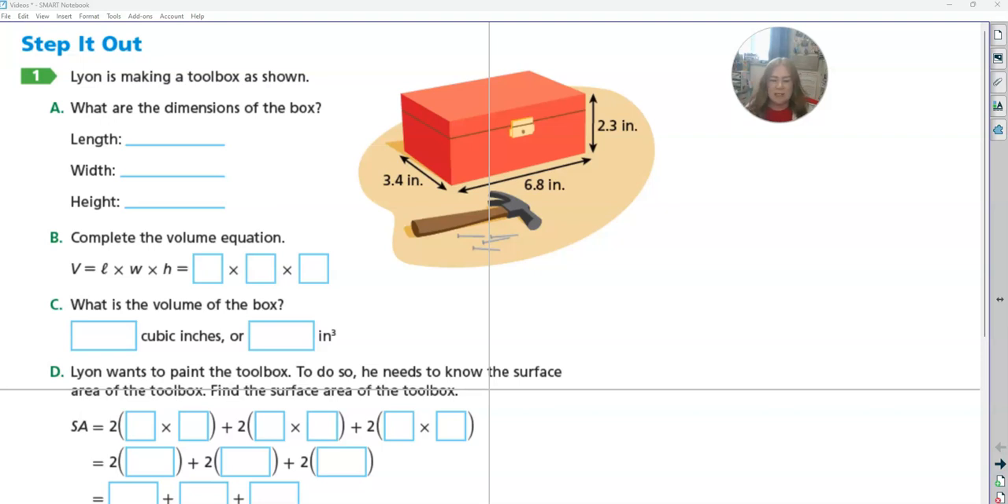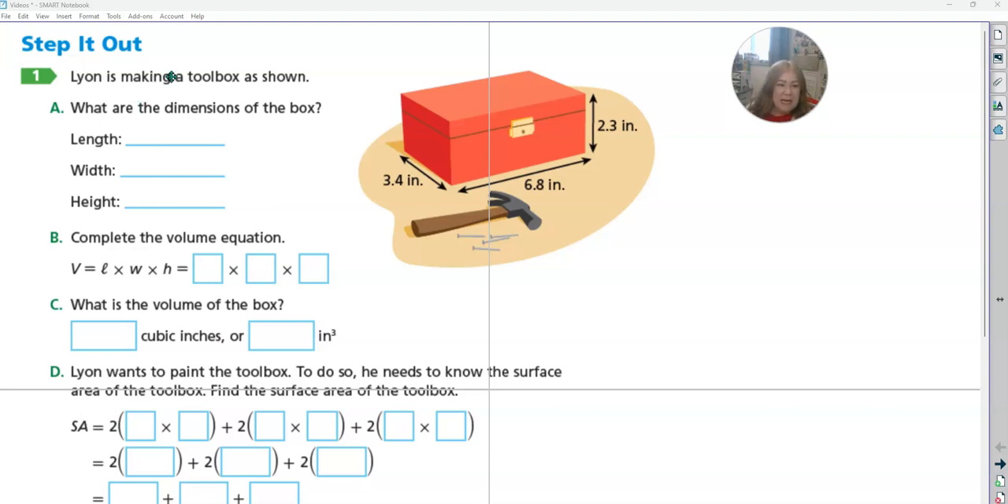For 13.3 tasks 1 and 2, we're going to be working with that volume, that length times width times height, and finding out how many cubes are inside it, but then we're going to have another step. We might need to compare it to another one or see how many of those we need. So there's going to be more than one step to complete these problems here.